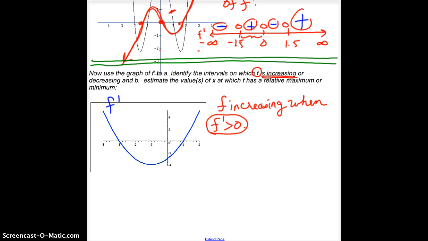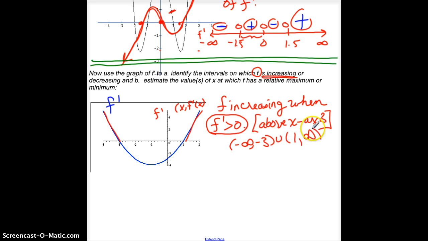And that would be where the derivative is above the x-axis, right here and right here. The f prime, remember, this is graphing the point x comma f prime of x, and that y value is positive when it's above the x-axis. So you have to look above the x-axis when we're trying to find where the derivative was positive. So in this case, that would be from negative infinity to negative 3, union 1 to infinity.